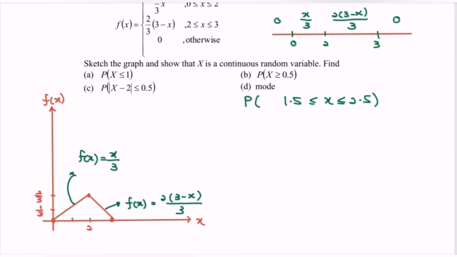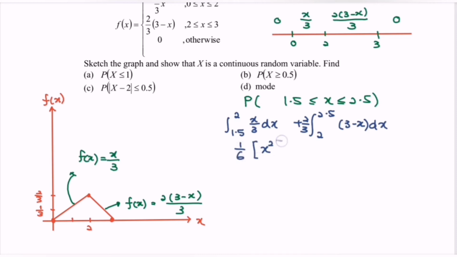Next, by referring to the situation where we have two sections, integrate from 1.5 to 2 the function x over 3 with respect to x, plus integrate from 2 to 2.5 the function 2 over 3 multiplied by 3 minus x with respect to x. Kindly integrate the situation where we have x squared over 6. My suggestion is to factor out the 1 over 6, and we have the values 2 and 1.5, which is 3 over 2. Plus, where we have 3 minus x, if we integrate the situation, we will have 3 minus x to the power of 2 over 2. Do remember to differentiate the internal function, where we have negative 1. So 2.5 will be equal to 5 over 2, then 2.